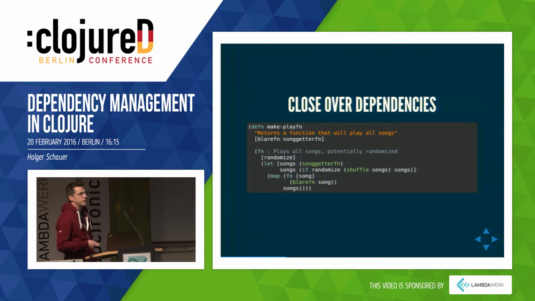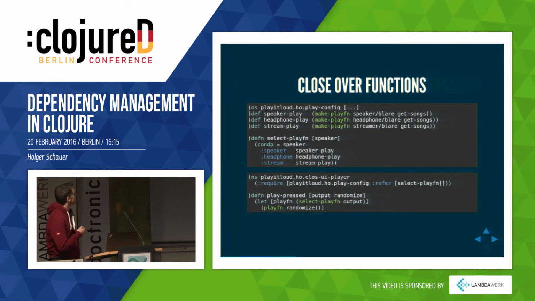What's important in this approach is that the returned function will only take business arguments as parameters. So the dependencies are already there, right? Then you can set up these configurations, where you're defining, using this factory function, speaker-play, headphone-play, stream-play, etc. Or you can also have some sort of a selection function interactively. And then finally, this play function gets called. This function here, this play-pressed, doesn't have to care about the dependencies at all, right? So now what we've gained is that we've decoupled the configuration of the dependencies from the usage during the business logic.